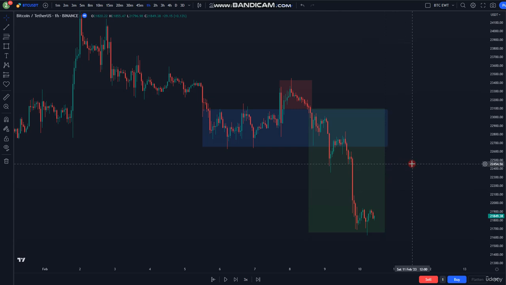Definitely one to keep an eye out for. As I said, it's very helpful for catching higher time frame moves, but can also be used occasionally on the lower time frames to try and pick up some nice scalp trades.